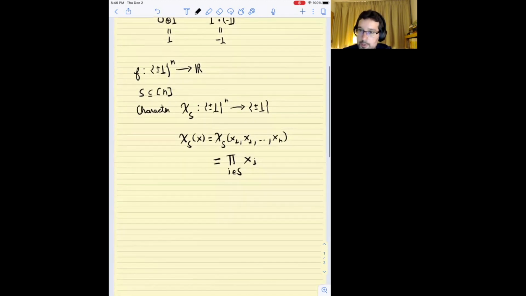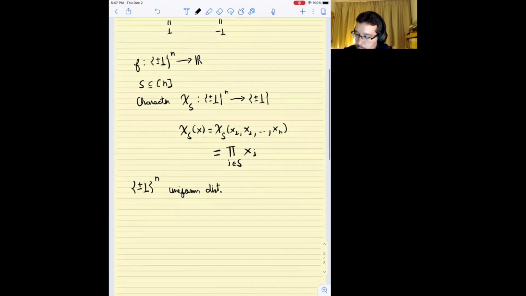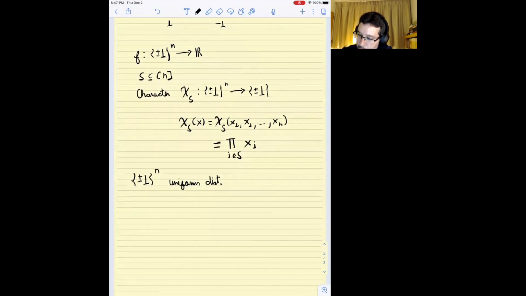And in this space, it's also very convenient to define a distribution, right? So we have the vertices of the cube, this plus minus 1 representation, and then you can endow this with the uniform distribution. So we're going to be working essentially with the uniform distribution. And one very easy claim is that suppose now that we take two sets, S and T, contained in [n]. Okay, so let me first do a smaller lemma.